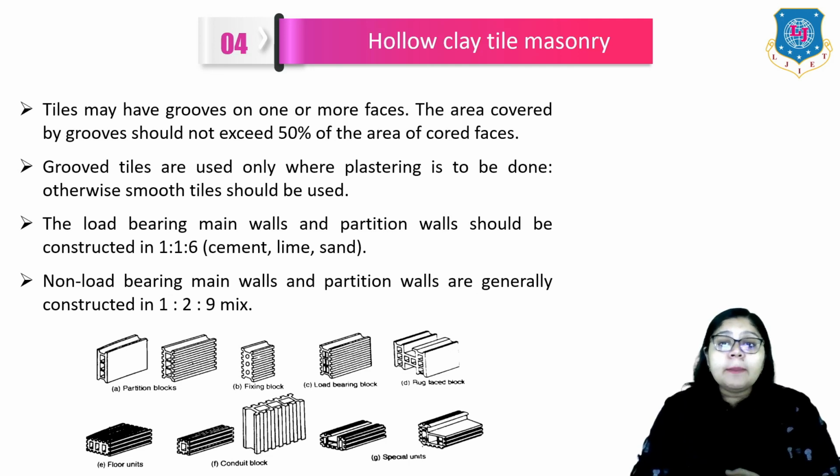The load-bearing main wall and the partition wall should be constructed in 1:1:6. It means one portion of cement, one portion of lime and six times the portion is sand. While the non-load bearing main walls and the partition walls are generally constructed in a 1:2:9 mix. Here you can see an example of this hollow clay tile masonry.